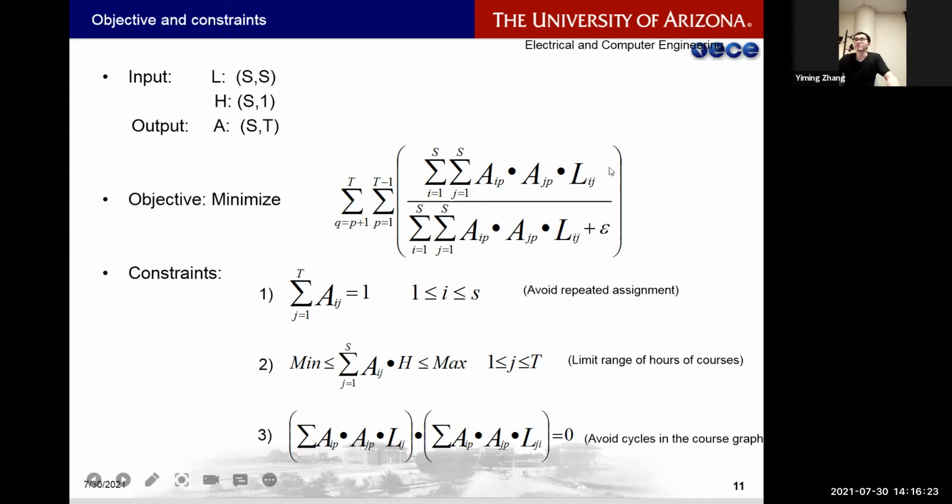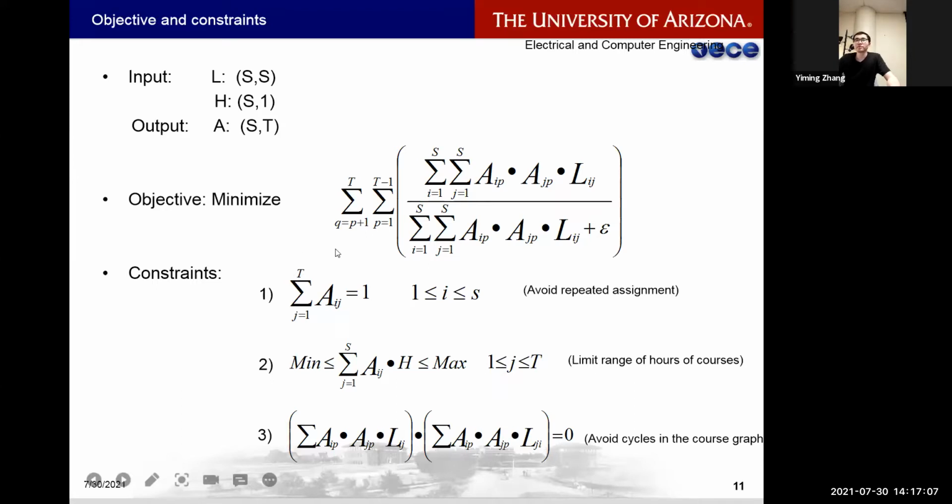So what the denominator calculates is the number of prerequisites between each pair of courses. And after we calculate this part, we divide it by itself plus a small number epsilon here. So by the end of the calculation, this fraction would always equal 0 or 1. 0 means no prerequisite. 1 means we have a prerequisite between a pair of courses. And then we do a summation for all the pairs of courses and get the total number of prerequisites. And we want to minimize the whole thing.